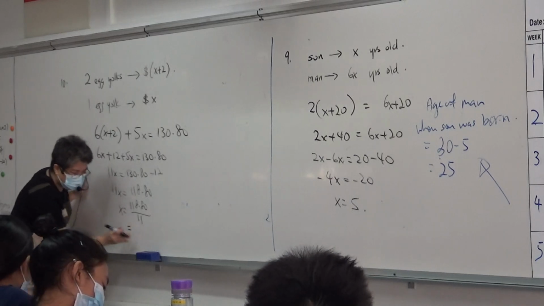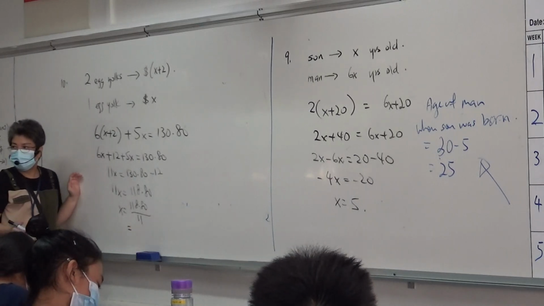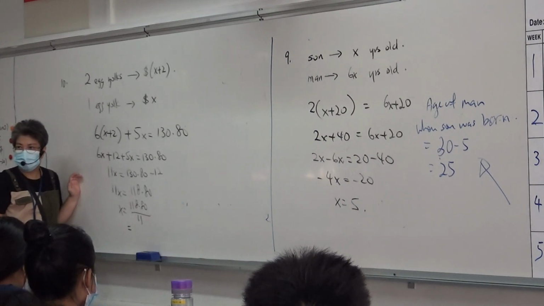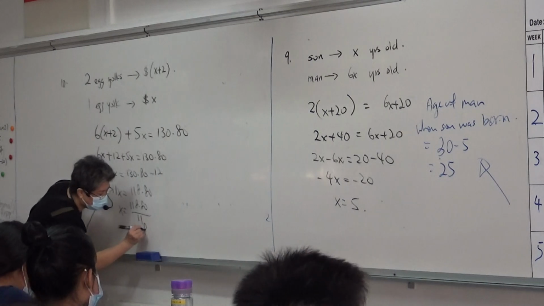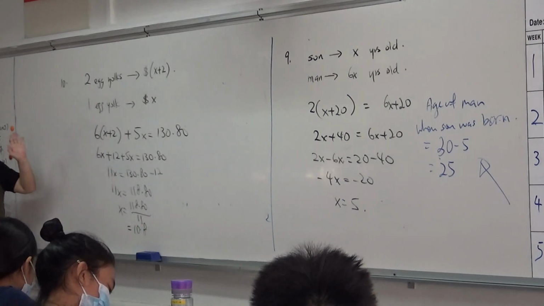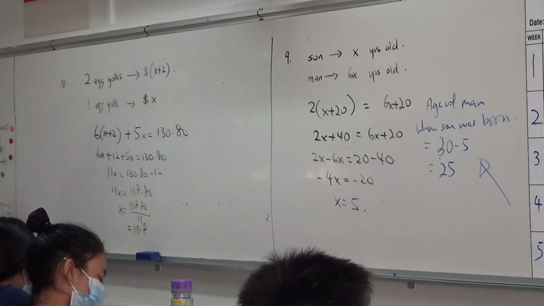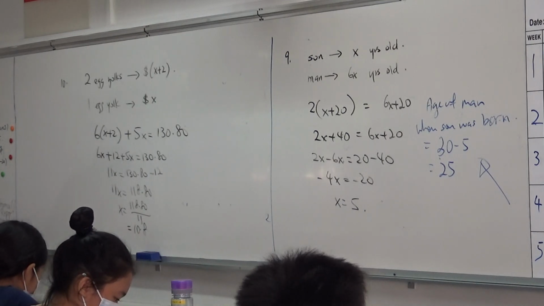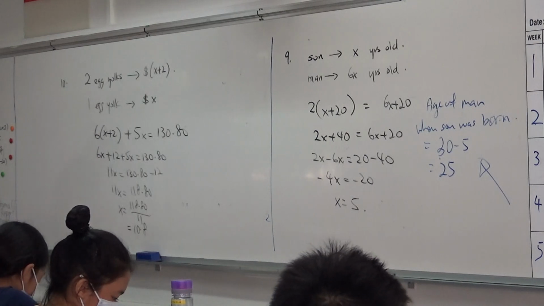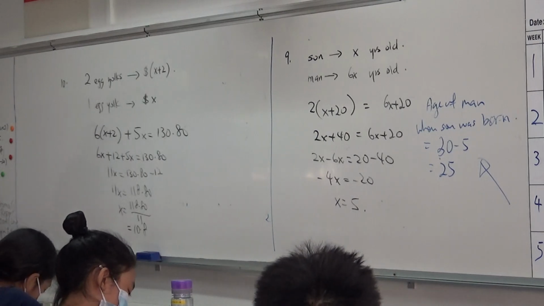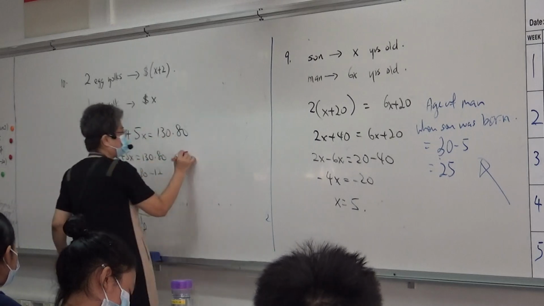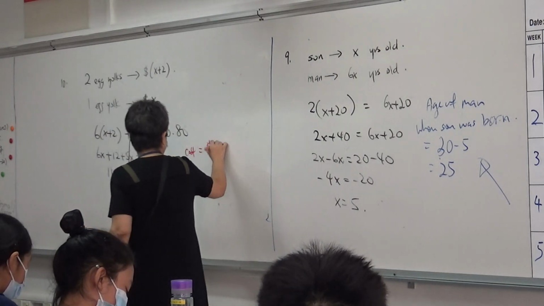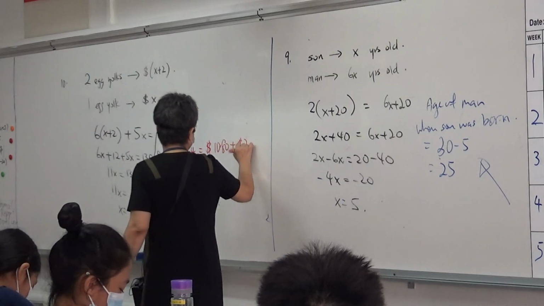This one got no sign, sorry. What is it? 10.8. Is this 10.8? Okay, so this is 10.8. X can be 10.8, but when you write the answer, you must be careful. Look at the question, what did they ask for? Find the cost of a mooncake with 2 egg yolks. So, cost will be what? Will be 10.8 plus 2. So, answer?